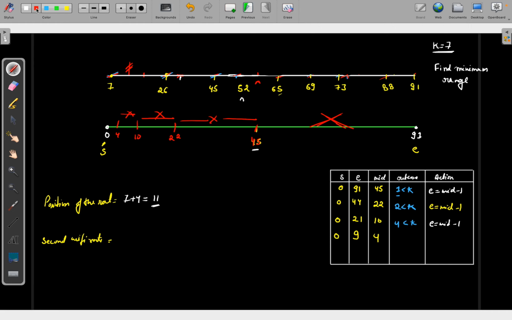Okay. And what will the range be? 11 minus 4, that will be 7. 11 plus 4 will be 15. Okay, what about the next one?